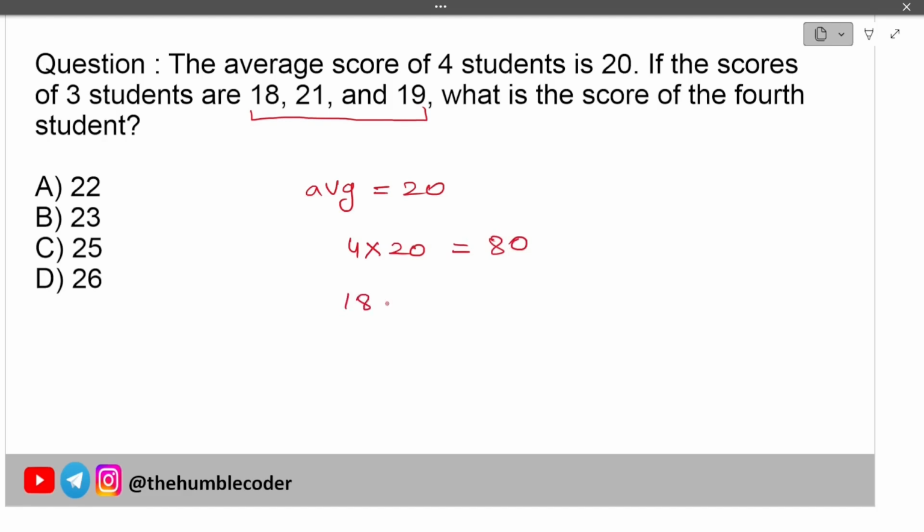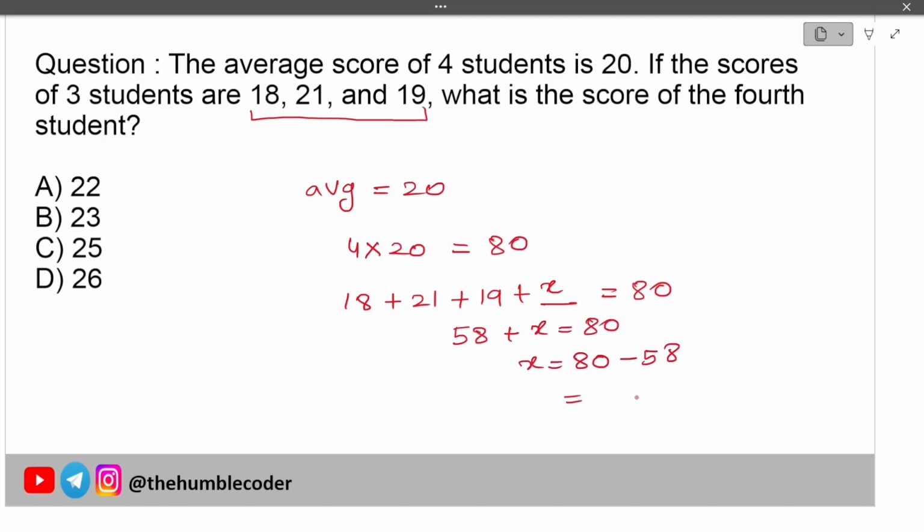So what we can do is then 80 plus 21 plus 19 plus one more student, which we will consider as x, and then we will do 80. Okay, and now what we will do, we will calculate 18 plus 21 plus 19. So this will sum up to what? It will be 58. Okay, plus x equals 80. X equals to what? 80 minus 58, and this will be 23. So the correct answer will be option number B. Okay, so let's now move on to the next question.